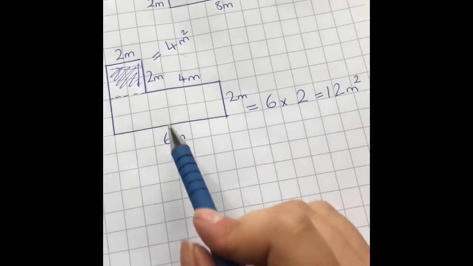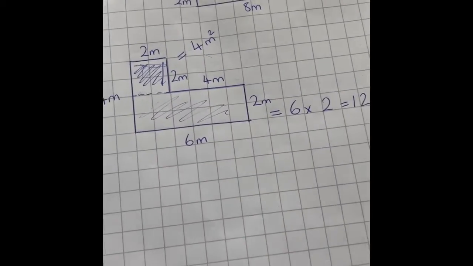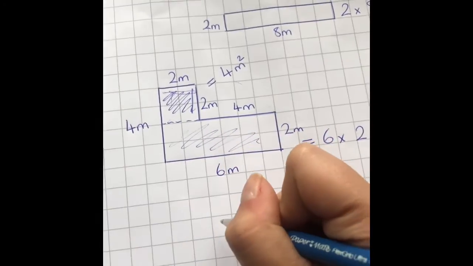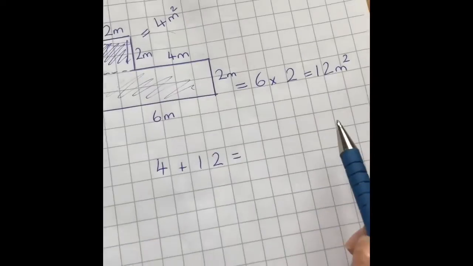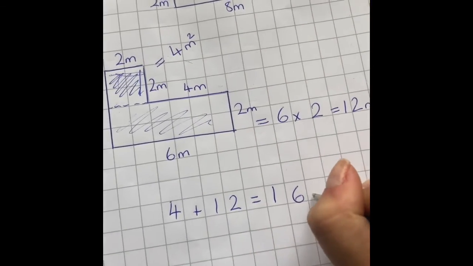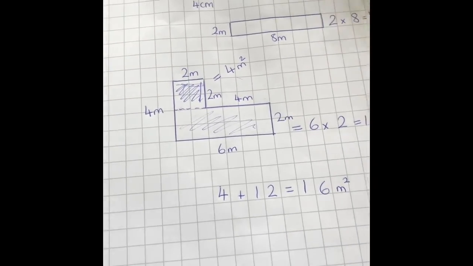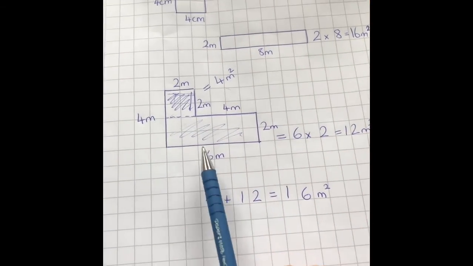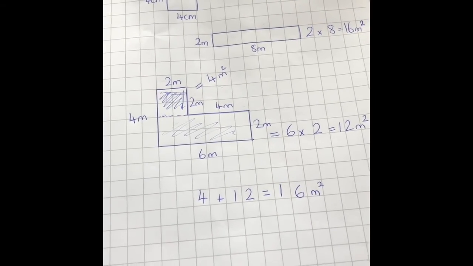So now I know the area of this rectangle and this square. But now I need to put them back together because it is one shape. So I'm going to do 4 add 12, which will give me 16, still need my units, metres squared. Perfect. So that is how you work out the area of a square, area of a rectangle, and how you use that knowledge to work out the area of a rectilinear shape.